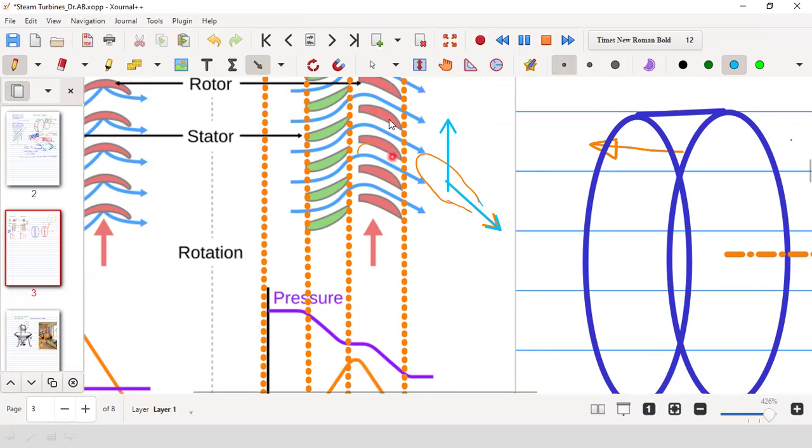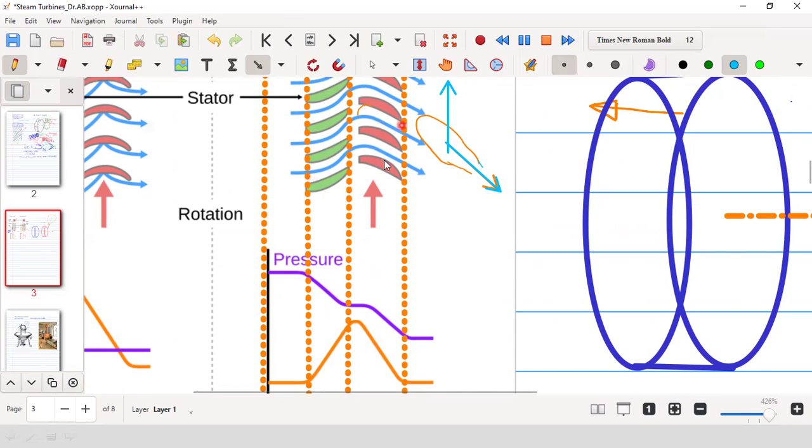In the moving blade, if there is a pressure drop, what happens? That pressure drop causes the blade to move in the opposite direction, as if the balloon is moving in the opposite direction. Now, if the balloon itself moves, what will be the absolute velocity of the fluid coming out of the balloon? That will not be that much.